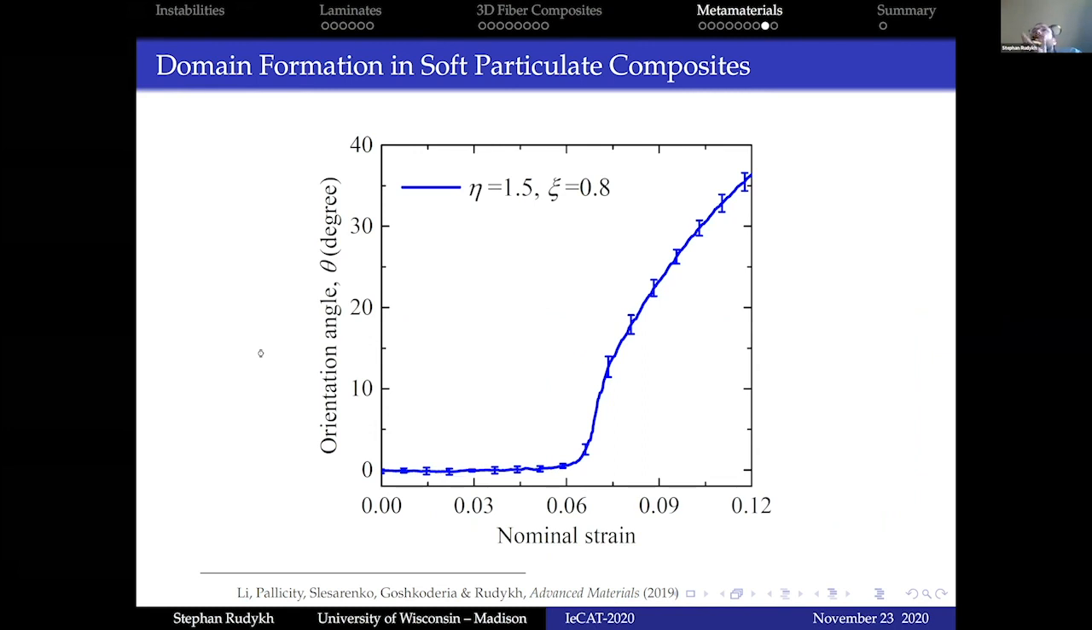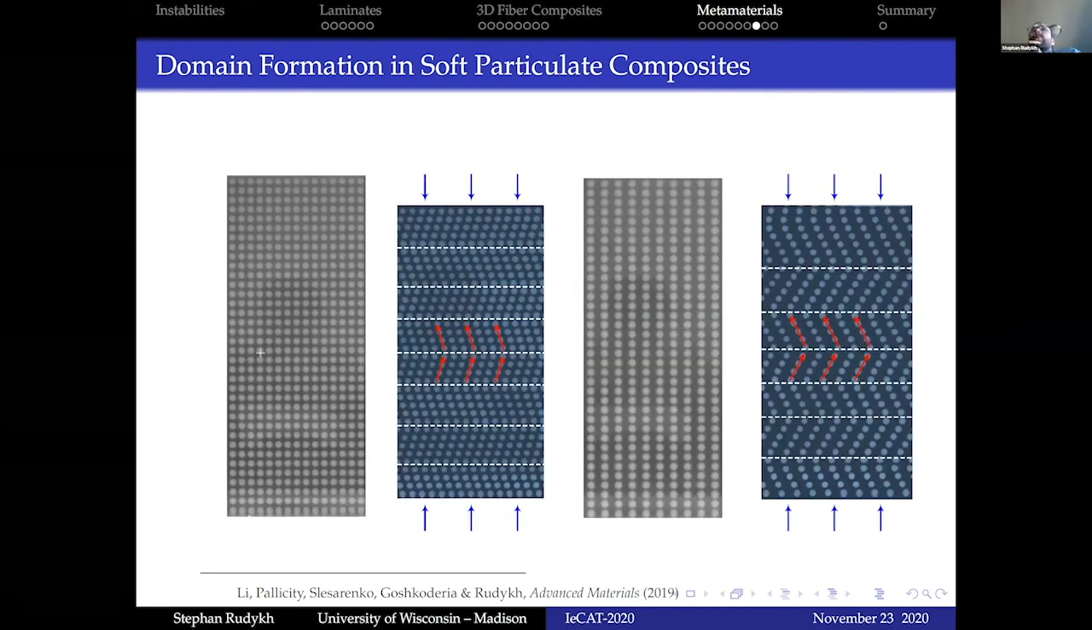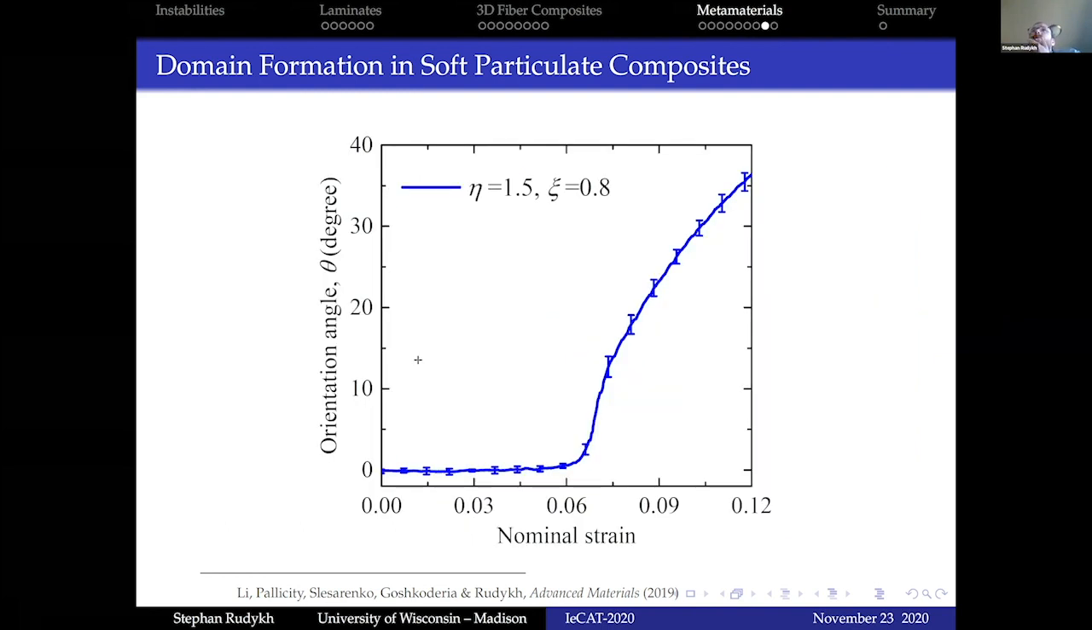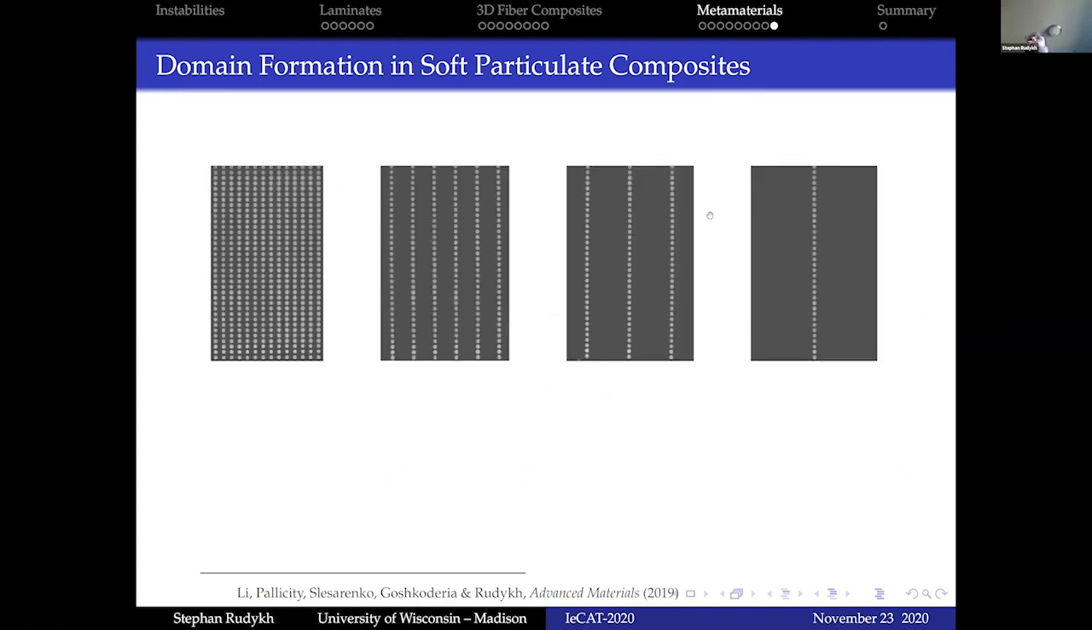And so, yeah, we can quantify these domains by, say, the angle of these new domains. Of course, the orientation angle was zero at the beginning. So upon instability, they emerge. We can track that.